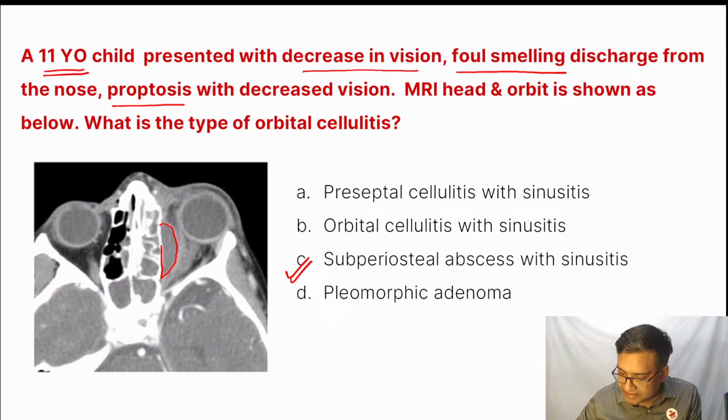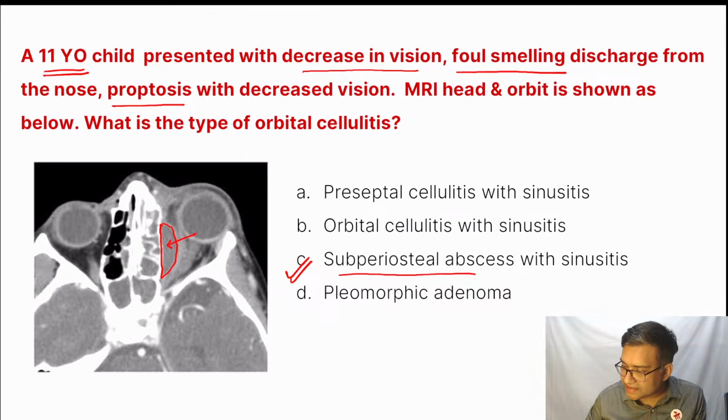Okay, now what you can see here is there is an abscess in this area. Okay, so there is an abscess in the subperiosteal space. So the answer here is subperiosteal abscess with sinusitis.